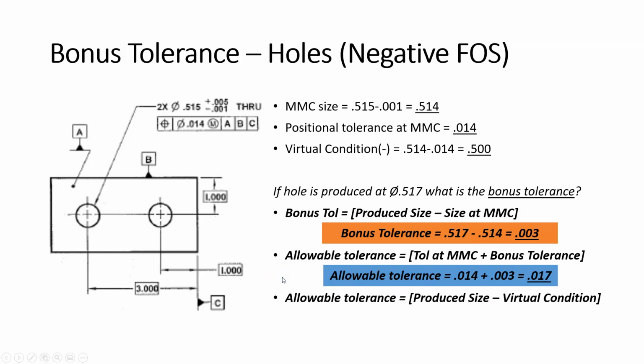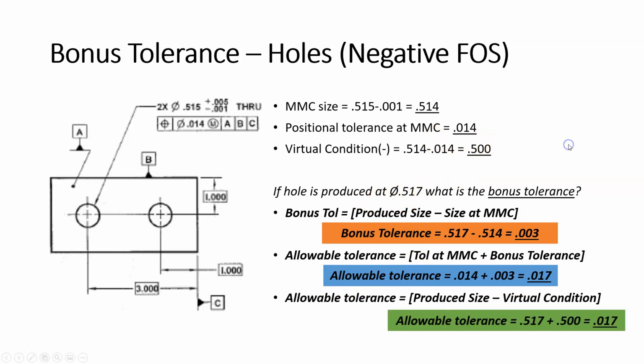Another way to calculate allowable tolerance is the produced size minus the virtual condition. The produced size is 0.517. The virtual condition is a half inch. And so the allowable tolerance is 0.517 minus 0.500 equals, I'm sorry, that should be minus, equals 0.017.